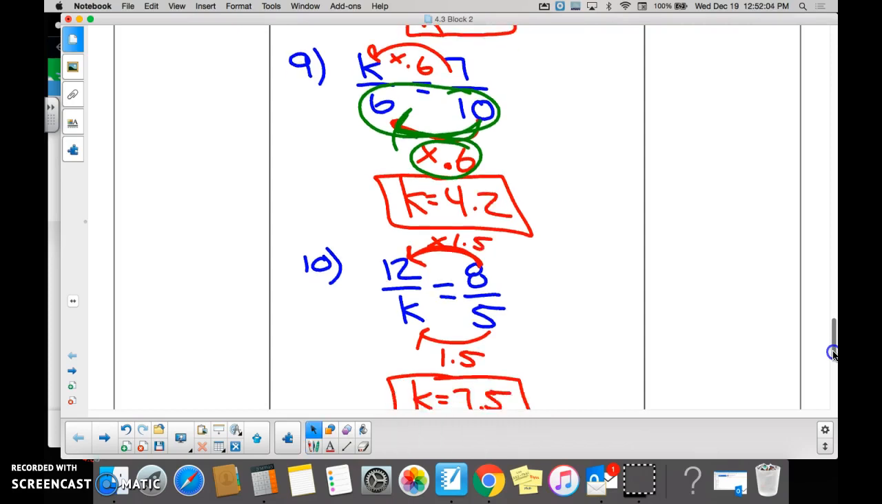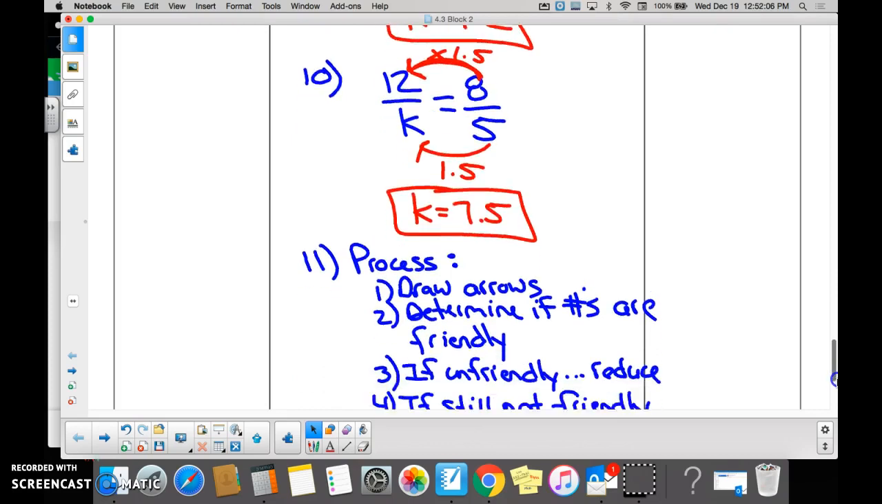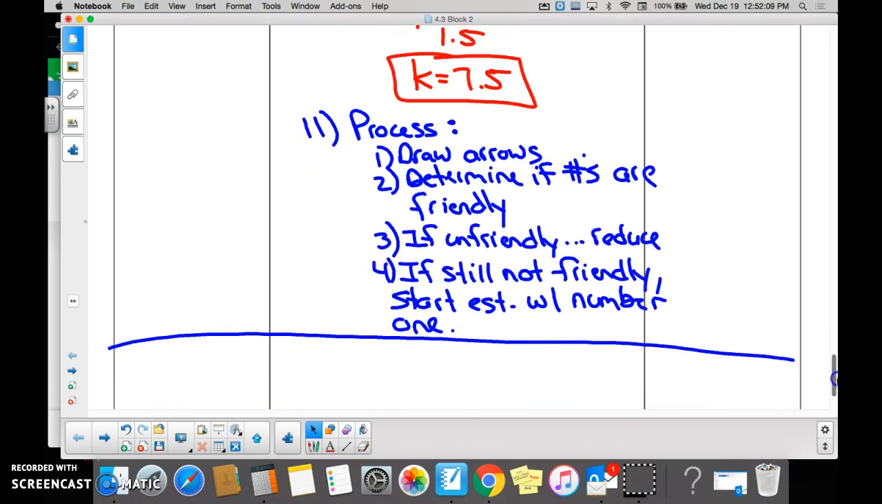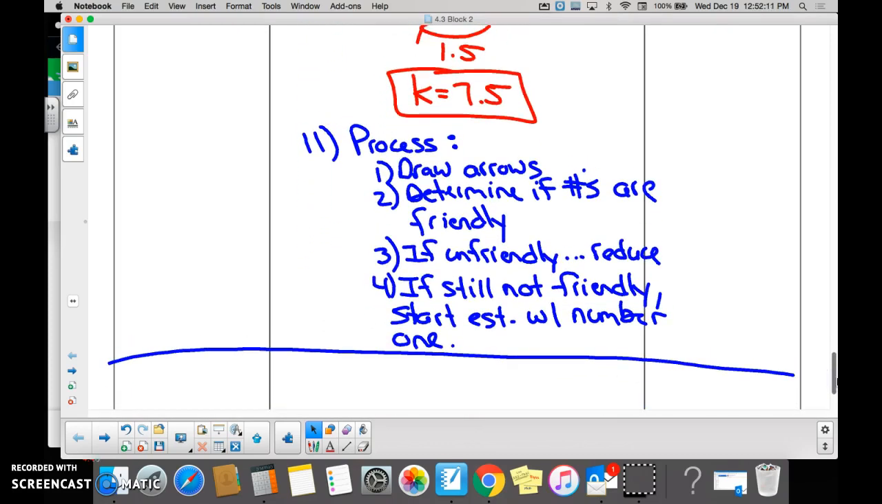If you're still stuck or if you still need help, we actually went through all of the steps to help you solve this right here. Questions?